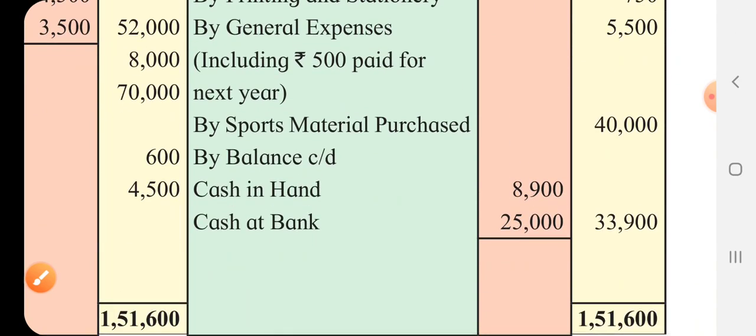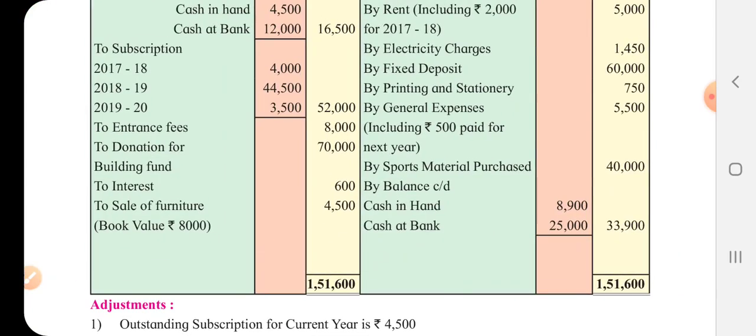Sports material purchased. Sports material is expenditure. It will be debited to income and expenditure account. Closing cash and bank balances are not shown in the income and expenditure account. Fine.